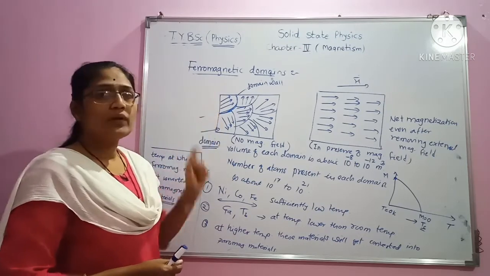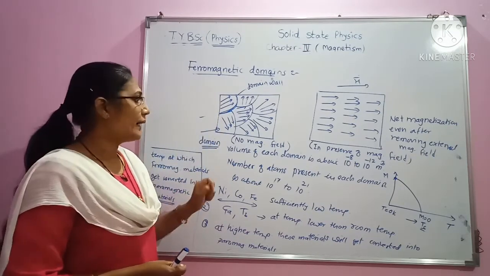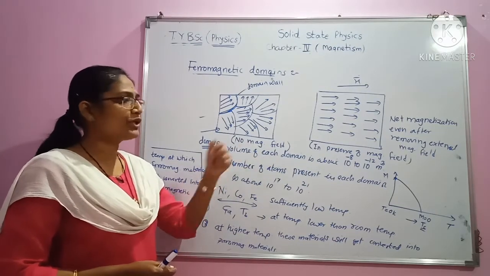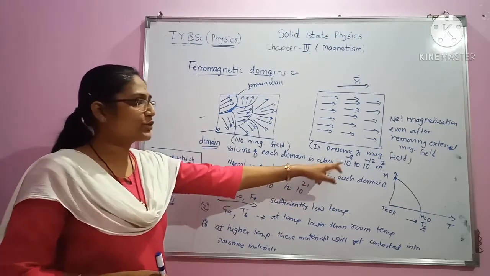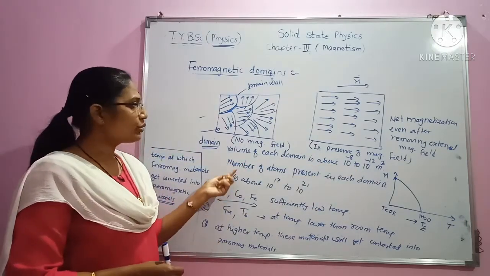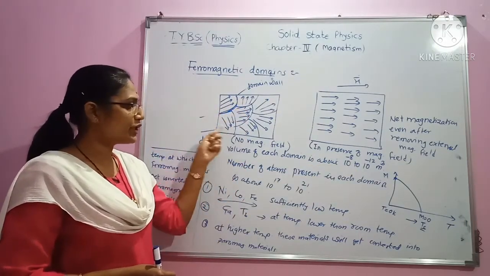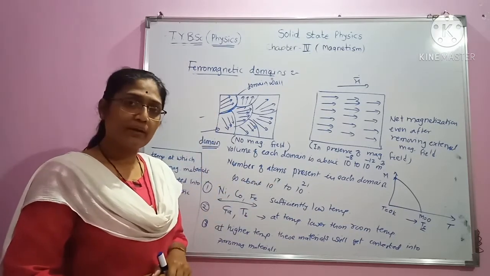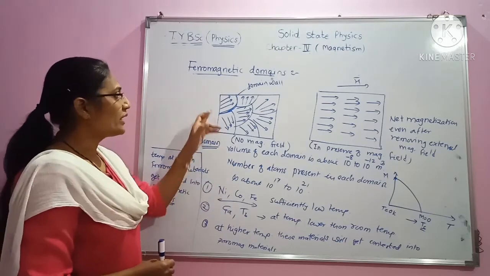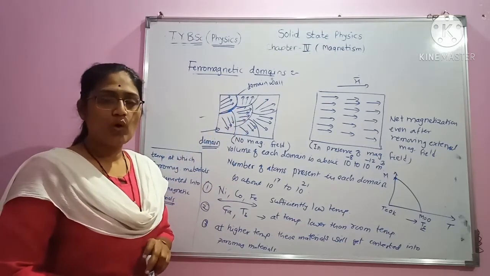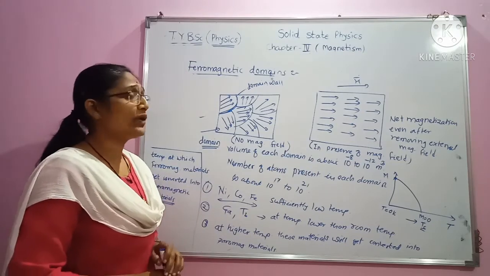Each domain will have dipole moments and the number of atoms or the volume of each domain is about 10 raised to minus 8 to 10 raised to minus 12 meter cube, and also the number of atoms present in each domain is equal to 10 raised to 17 to 10 raised to 21. Each domain gets separated from the another domain by a wall and that is called as domain wall.